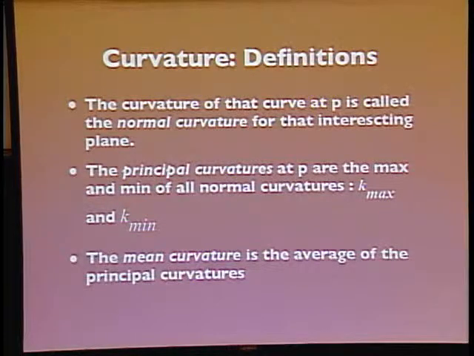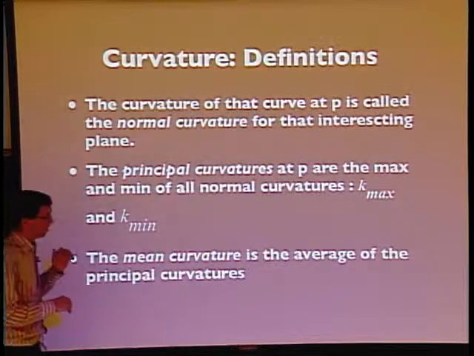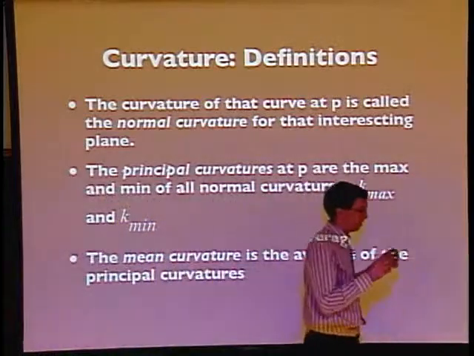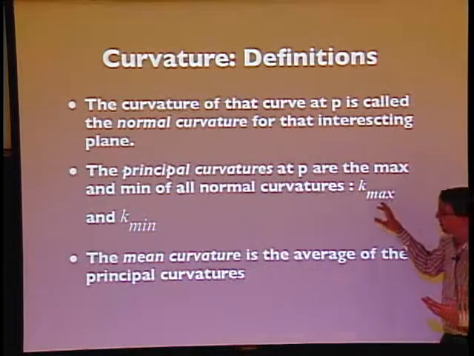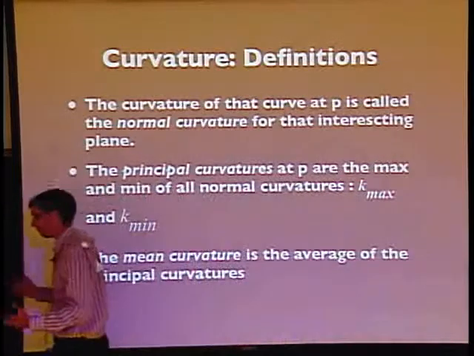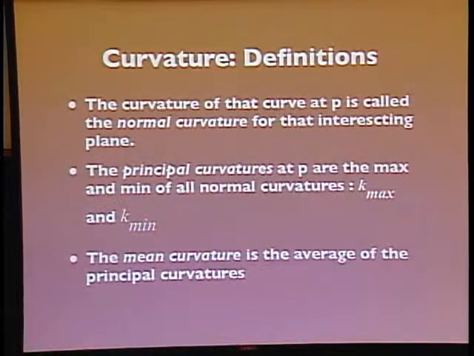Almost all the time, when someone talks about the curvature of a surface evaluated at a particular point, they're talking about the mean curvature. That's a little bit arbitrary, in that you have some distribution of these normal curvatures as you spin that intersecting plane around, and they take all sorts of values between k max and k min. But for practical purposes, when someone tells you about the curvature, they're usually talking about the mean curvature.